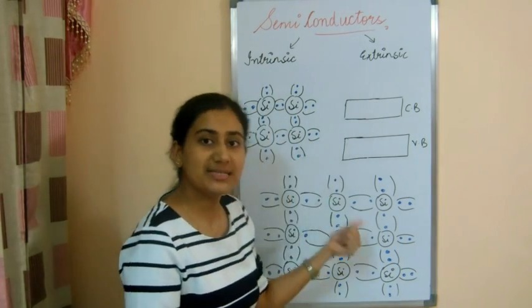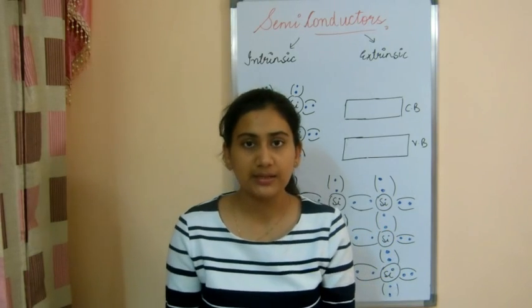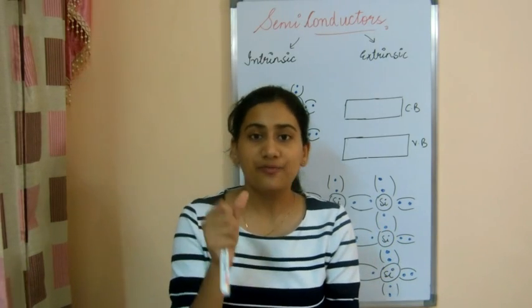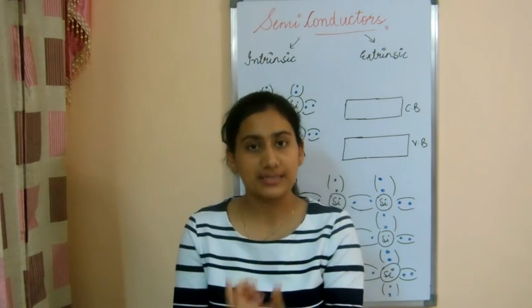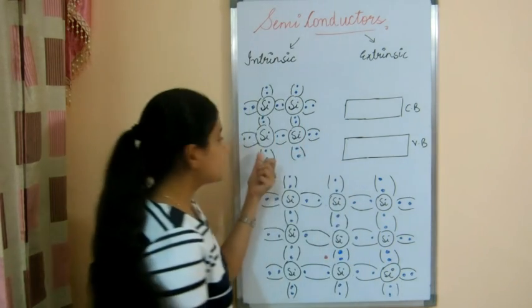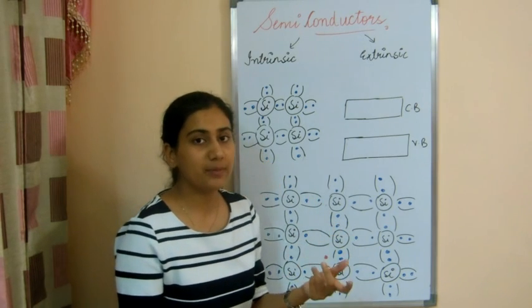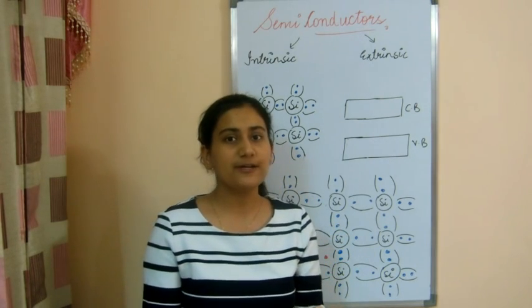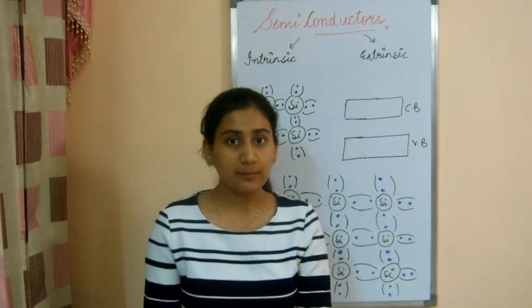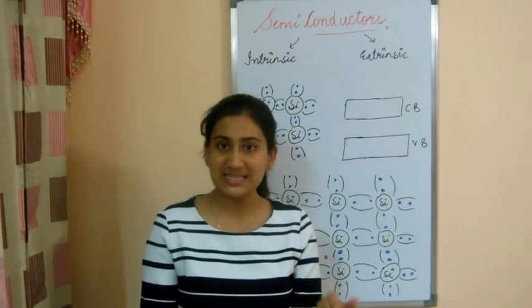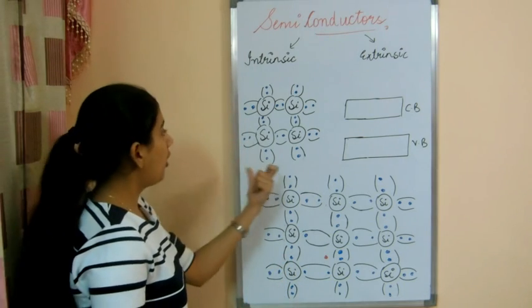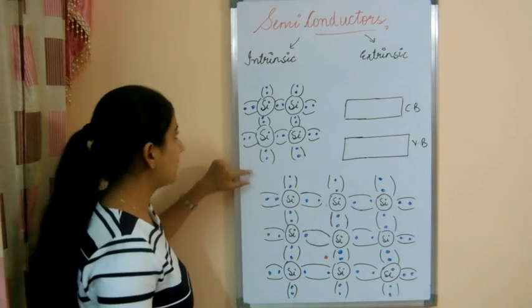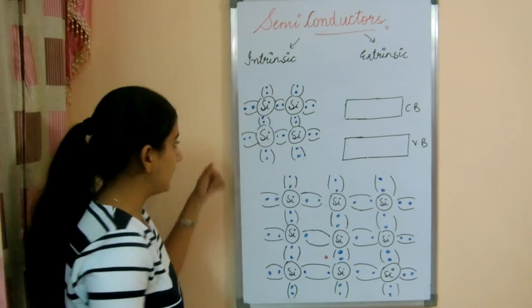In contrast, extrinsic semiconductors are those semiconductors in which one or the other impurity is present in the crystal. Example, silicon. We know the atomic number of silicon is 14. So configuration 2, 8, 4. That means 4 valence electrons in the silicon atom. Here this is the 2D array of silicon pure crystal, that means intrinsic semiconductor array.